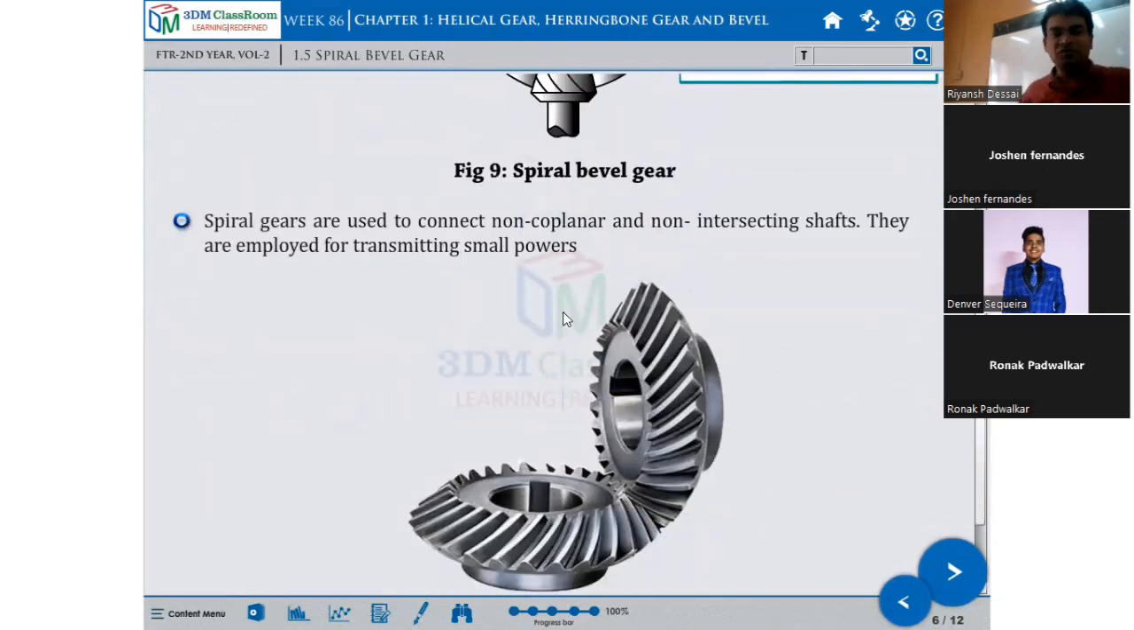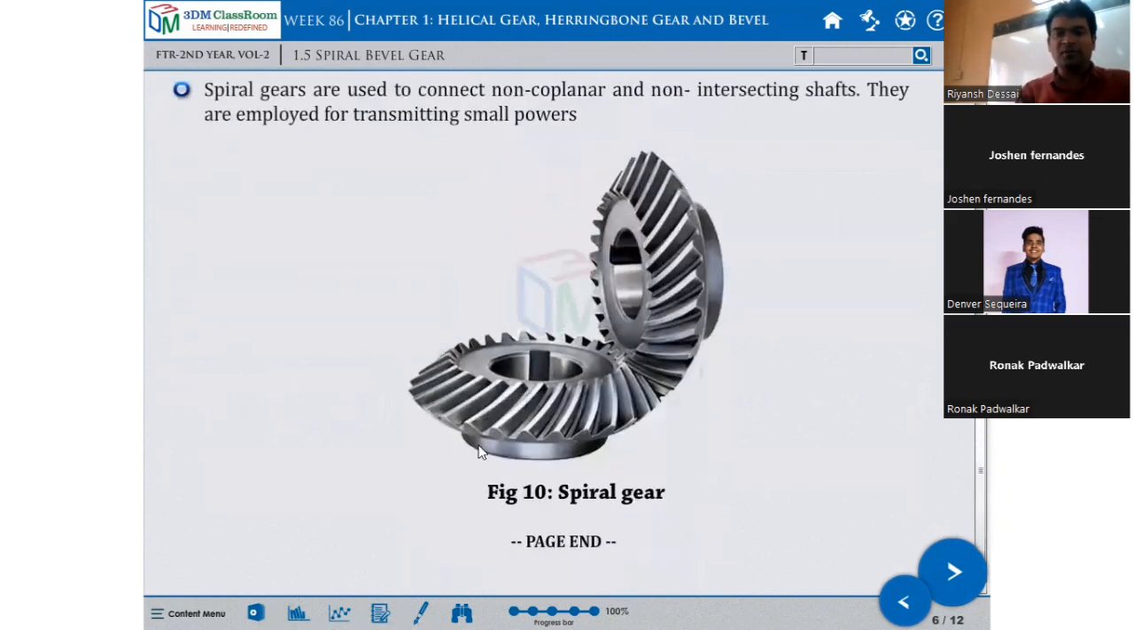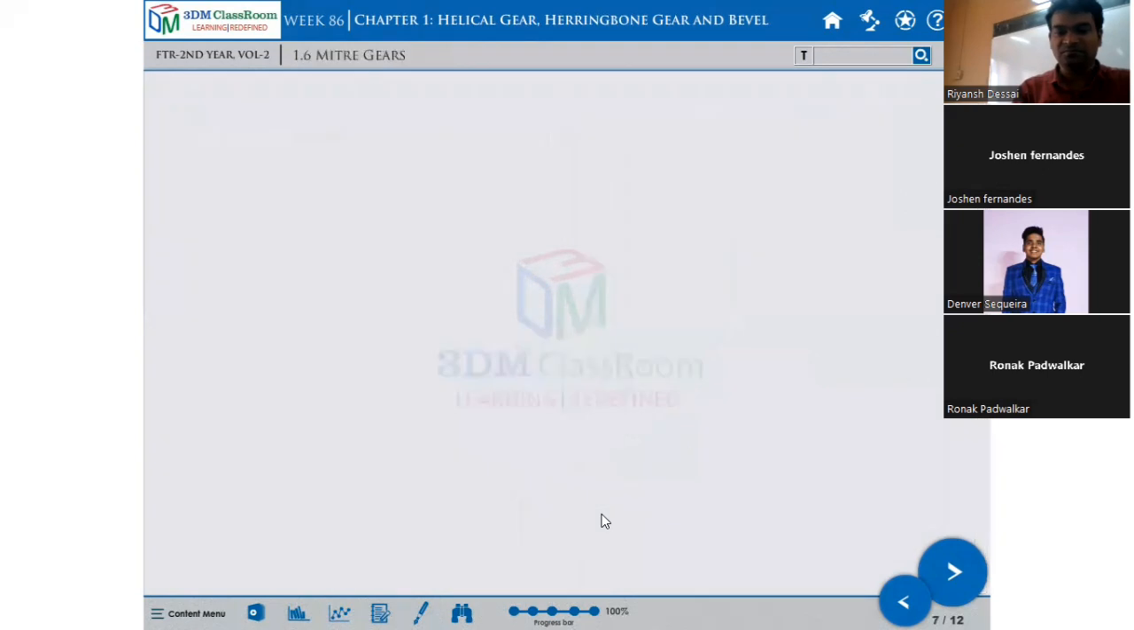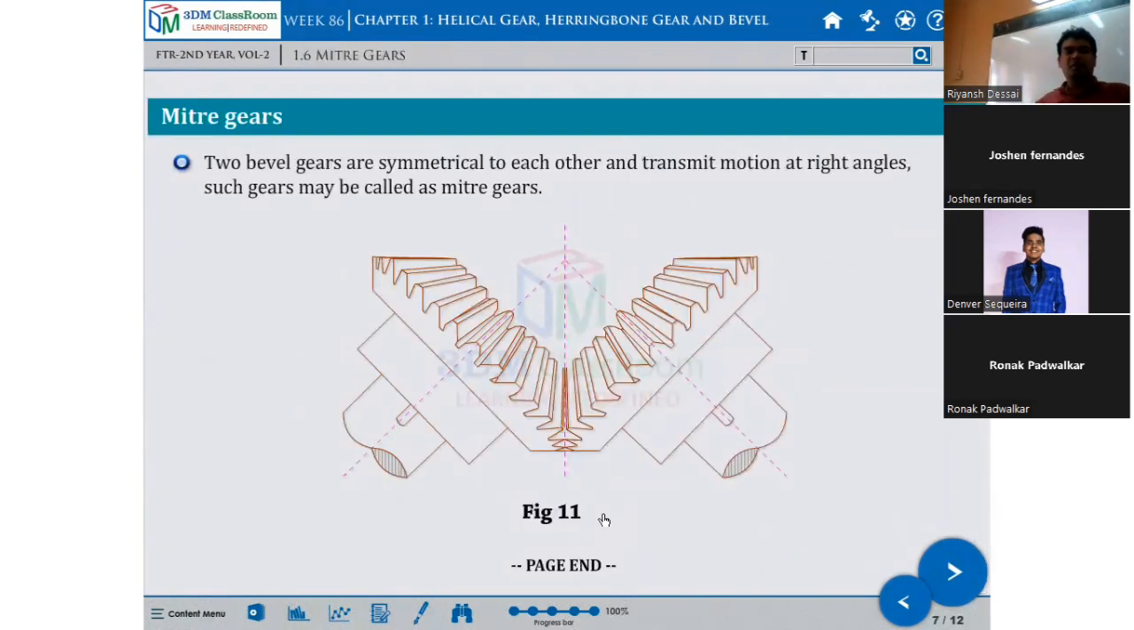Spiral gears are used to connect two coplanar or non-intersecting shafts. They are employed to transmit small power. So this is one example. You can see how these gears are cut, and you can see the spiral. Miter gears are also like helical gears, but the intersection is at a right angle. The bevel gears are symmetric to each other and transmit motion at a right angle. Such gears may be called miter gears.